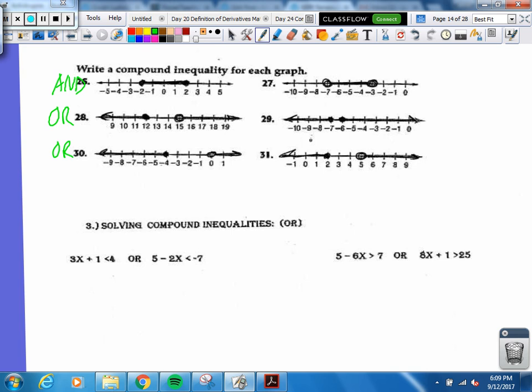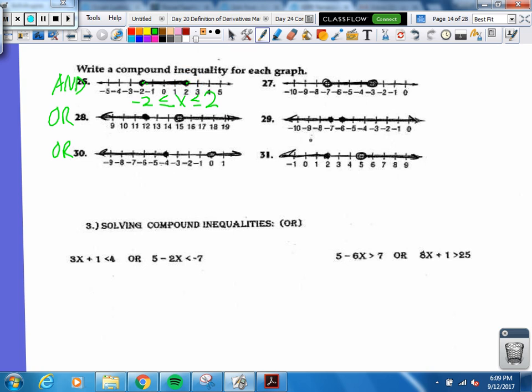Here you go. So this is an and. So I'm looking there, so that's negative 2 is less than or equal to x, because it's shaded in for negative 2, and x is less than or equal to 2. There you go. Why is it less than or equal to? Because it's shaded in right there and right there.